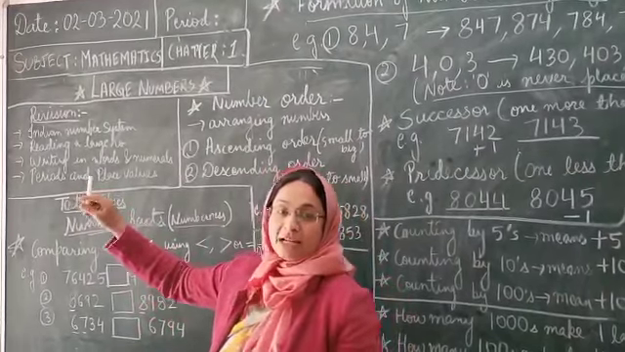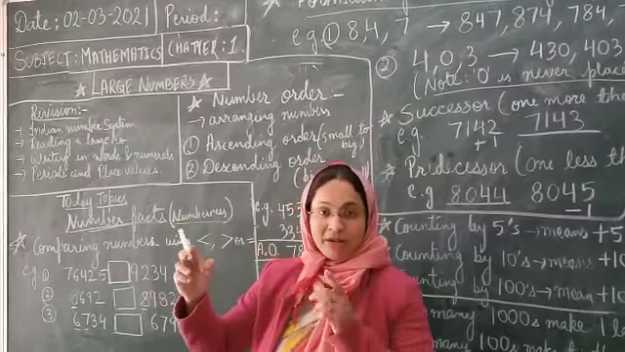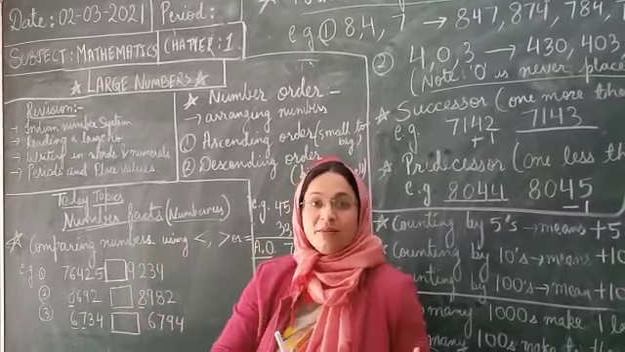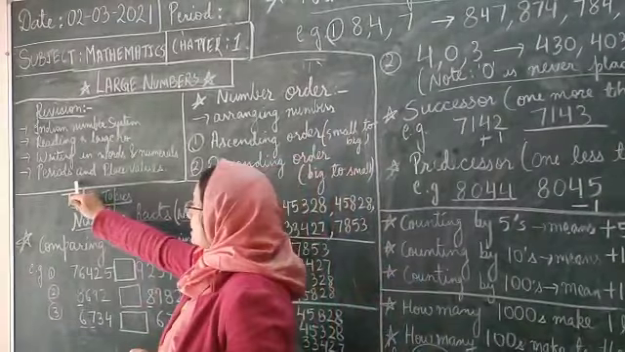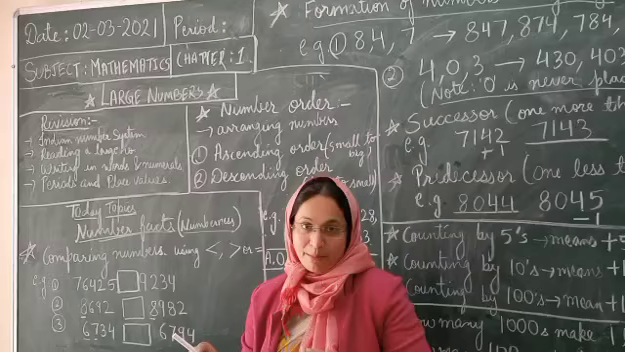So we have learned writing in words and numerals. Writing in words means the number name, the spellings, and in numerals means in numbers. When a number name is given, how to write it in the form of a number. Then we discussed the periods and place values of each digit in a number.